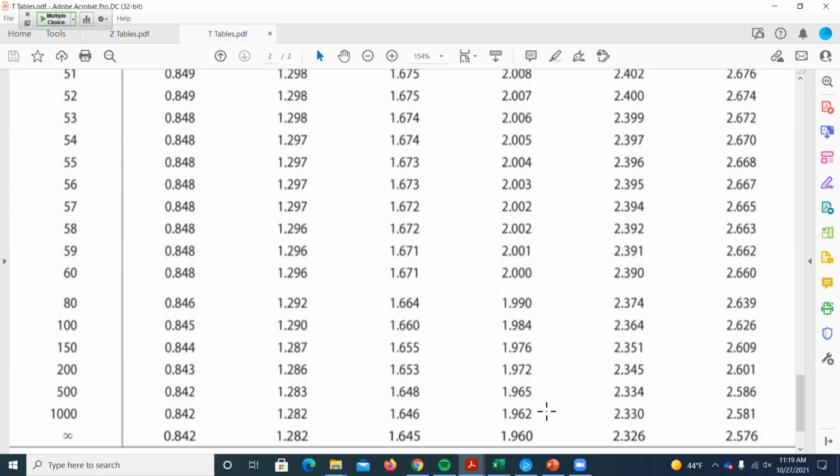So that's how we read this table. I find the area that I want in my tail and my degrees of freedom based off my sample size, and I find where those two meet. This table will tell me the t-value that, at that degrees of freedom, gives me that desired area in the tail.